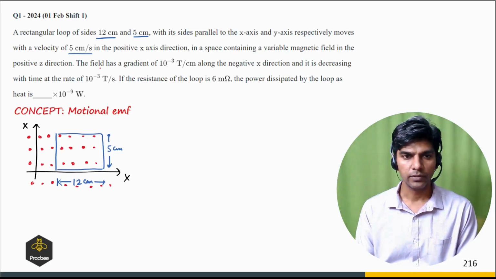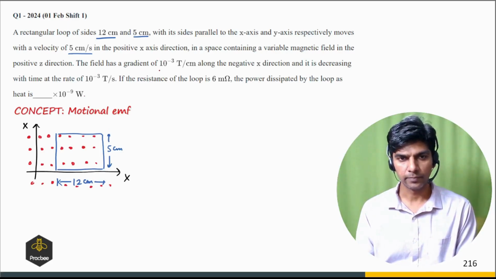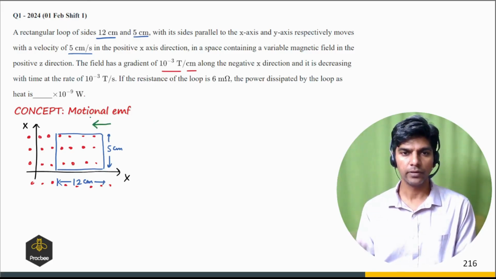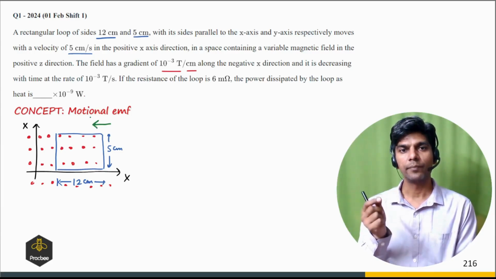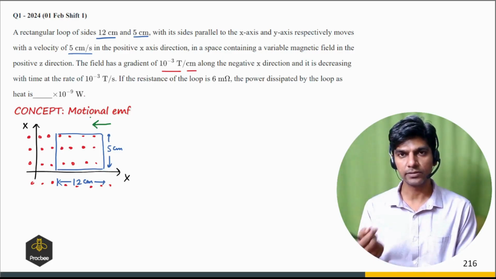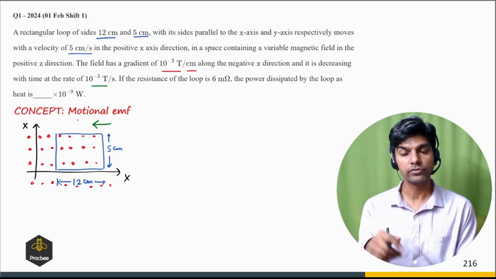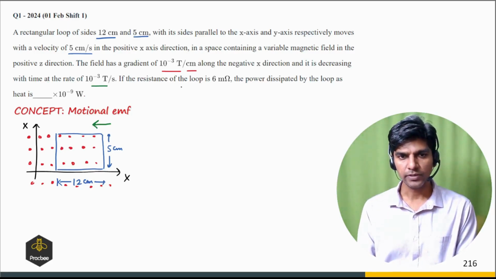And what is given is that the field has a gradient of 10 raised to minus 3 Tesla per centimeter along the negative x direction. So what does it mean? If you travel a distance of 1 centimeter in the left direction, the magnetic field will increase by 10 raised to minus 3 Tesla. And it decreases with time at a rate of 10 raised to minus 3 Tesla per second. This magnetic field is also changing with time. So if the resistance of the loop is 6 milliohms, the power dissipated by the loop as heat is dash times 10 raised to minus 9 watt.